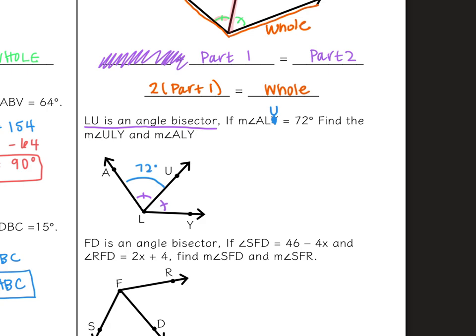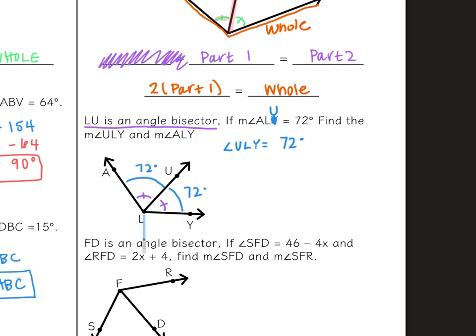So automatically, we know that ULY has to equal 72. We've already said that these two angles have to be congruent because this is a bisector, right? So ULY is also 72 degrees. So now we know that this angle is 72 degrees. This angle is 72 degrees.